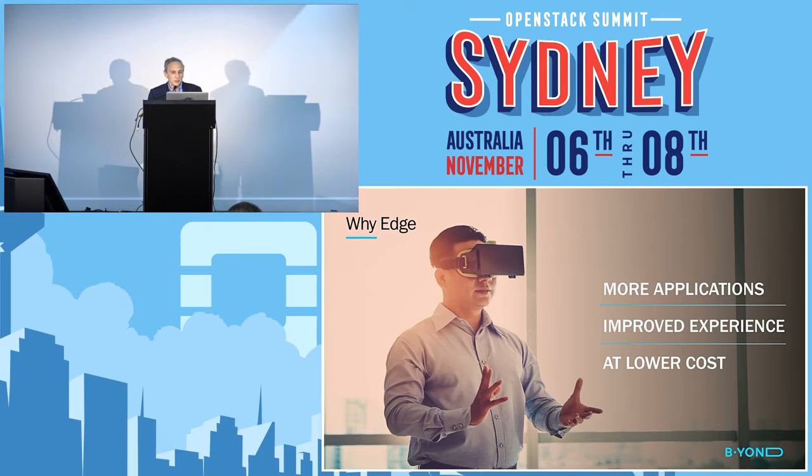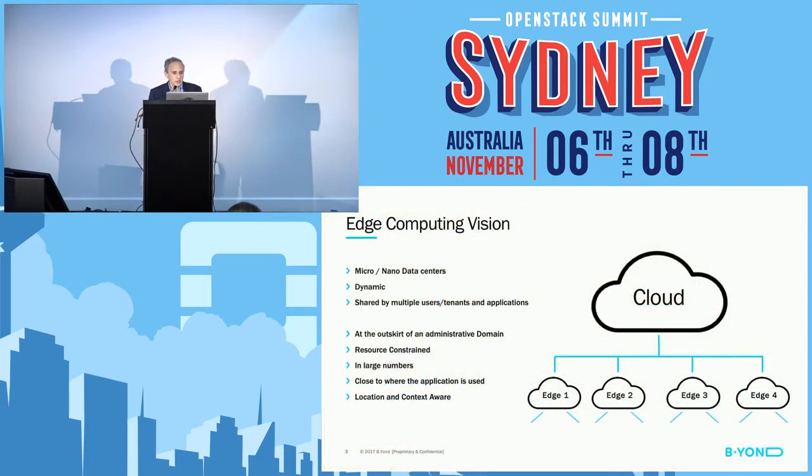So what are we talking about? What is this edge computing? What's the definition of edge computing? Edge computing is not really different from cloud computing. There are lots of similarities. We're talking about data centers. We're talking about reusing the tools that have been successful in the cloud and using them at the edge. So it's a dynamic environment. It's an environment that is shared by multiple tenants, by multiple applications.